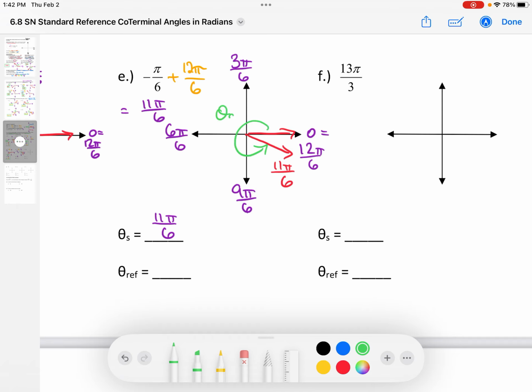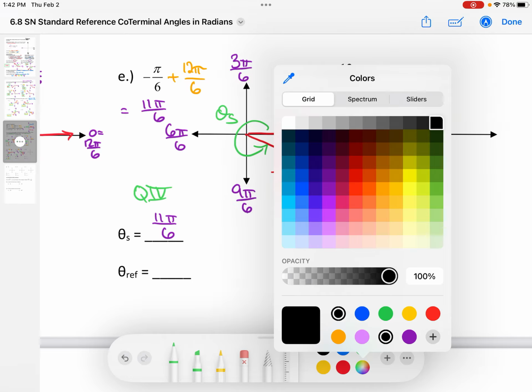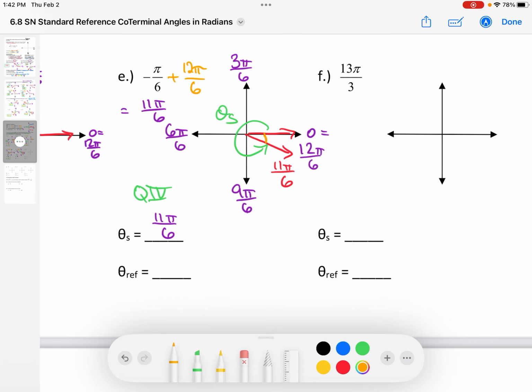That would be our standard angle all the way around. Okay, so that does land in quadrant 4. It does land in quadrant 4. Reference angle always goes to the x-axis. So our reference angle is in between here, and that is pi over 6. From 11 pi over 6 to 12 pi over 6 is a difference of pi over 6.